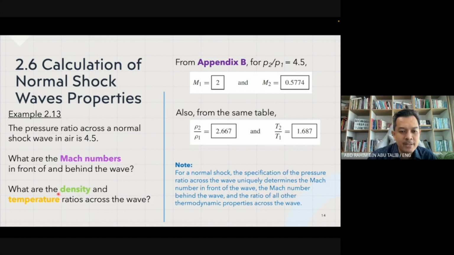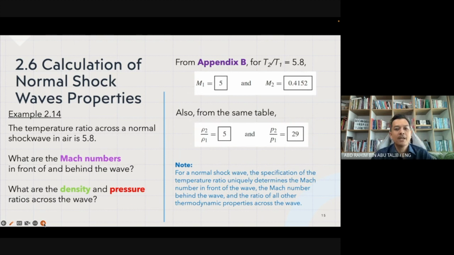So you have to find the density ratio and the temperature ratio across the wave, which is obtained from the table. So note here, for a normal shock, the specification of the pressure ratio across the wave uniquely determines the Mach number in front of the wave, the Mach number behind the wave, and at the same time, the ratio of all other thermodynamic properties across the wave. So you can use the table to find the values of Mach number, density, and temperature ratios if you know the pressure ratio across the shock wave.